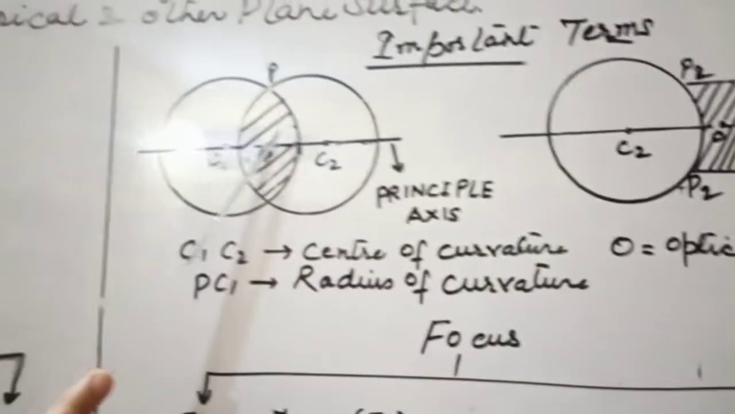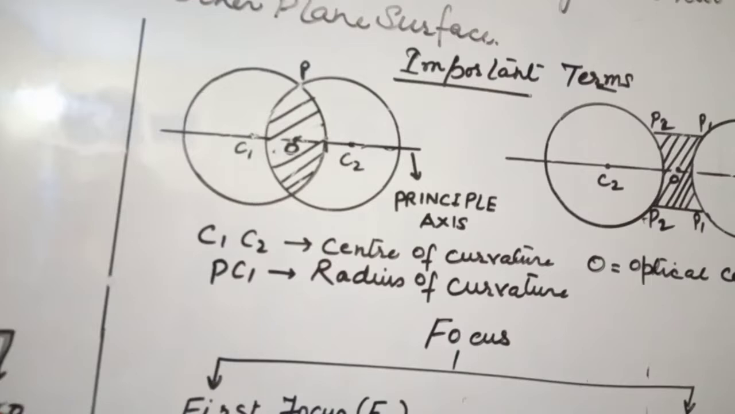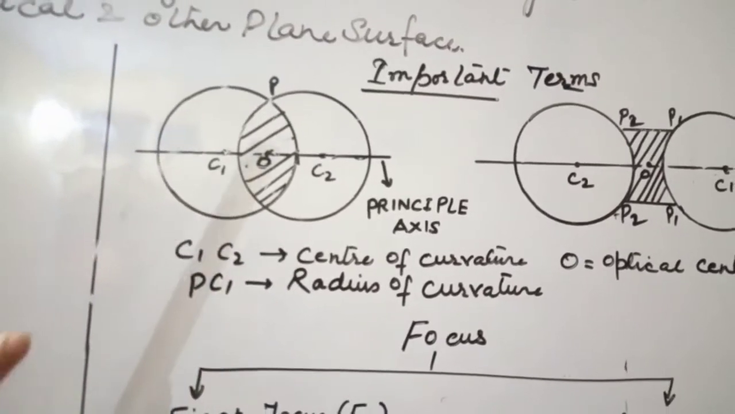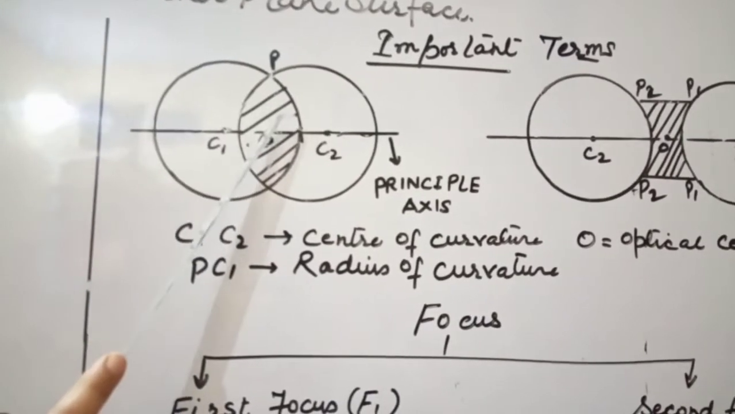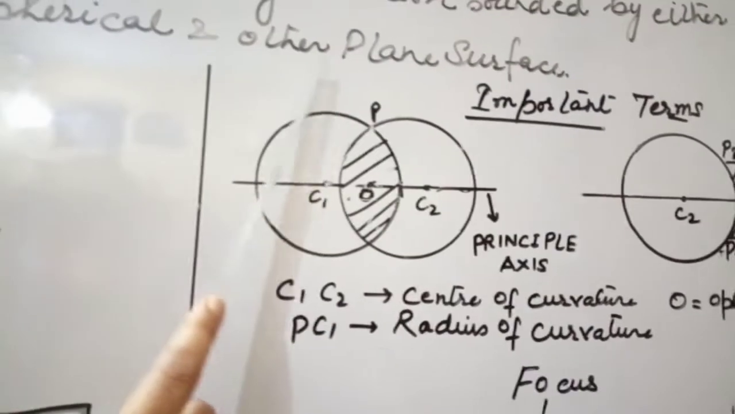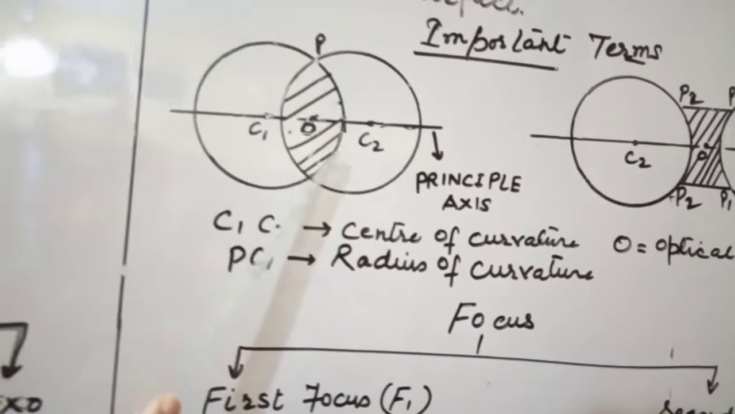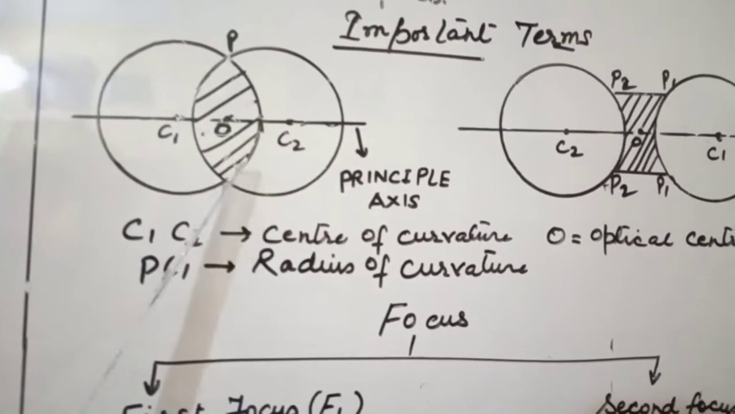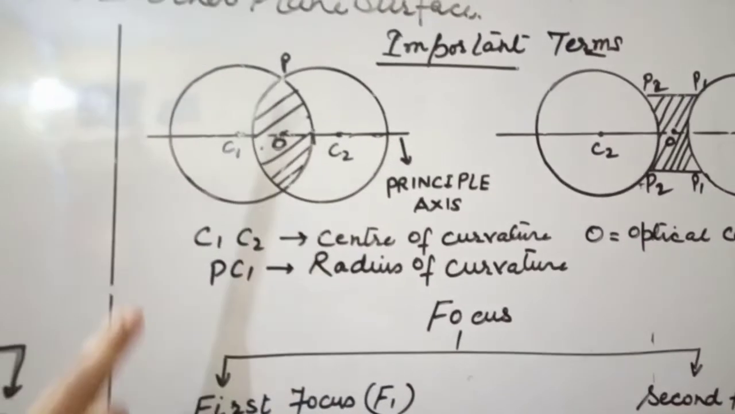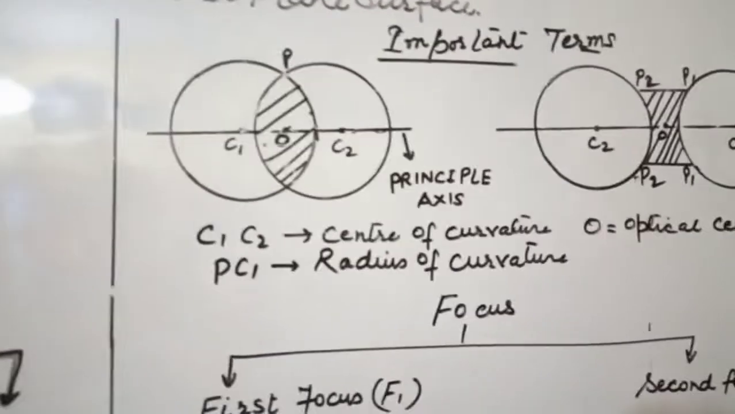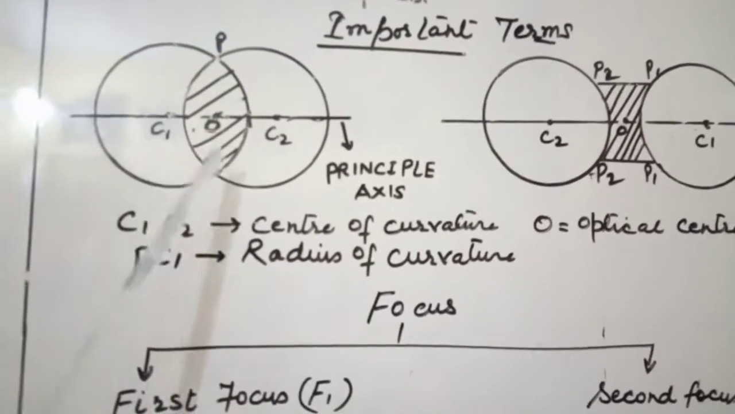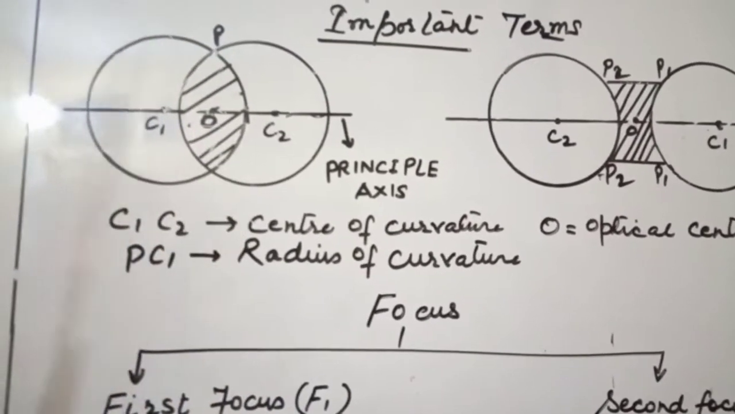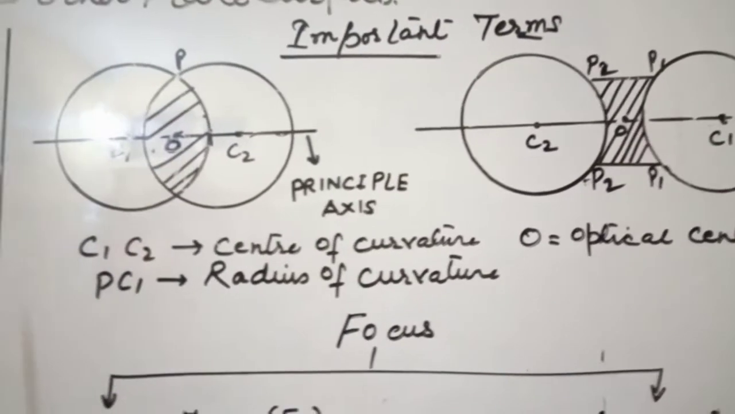Next is optical center. Basically we consider optical center is the center of the lens, but how will we explain it? Optical center is the point on the lens in which, when an incident ray after refraction passes through this point and emerges out, the emergent ray should be parallel to the incident ray. So optical center is one point in which light rays should refract in such a way that the emergent ray is parallel to the incident ray.